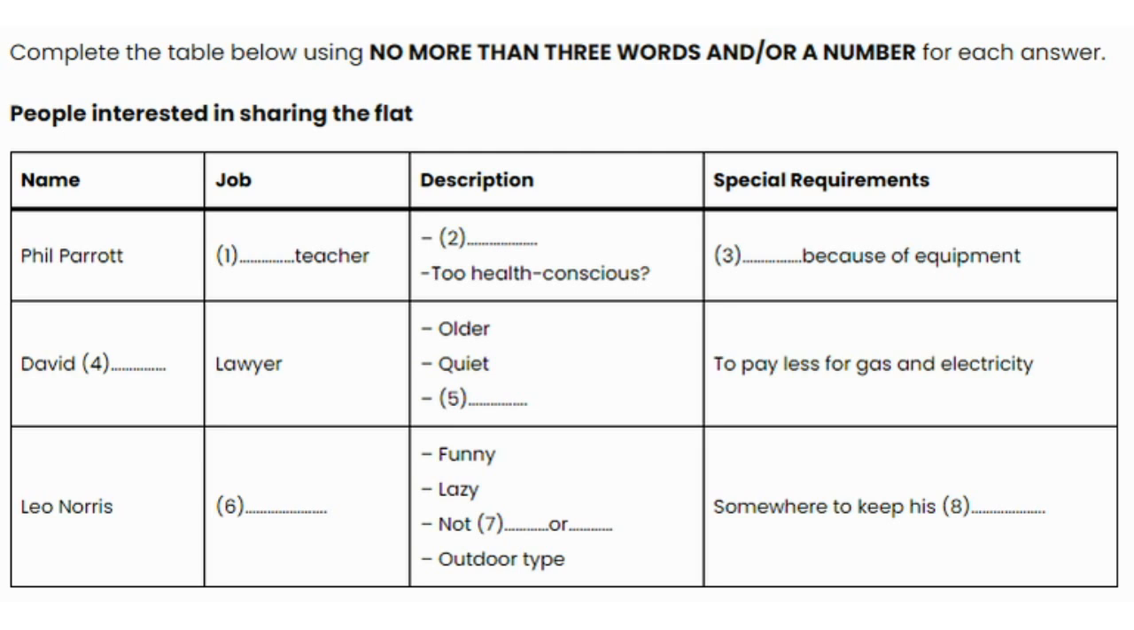The first one was called Phil Parrot. Uh-huh. He's a teacher. He's just qualified and he teaches sports.